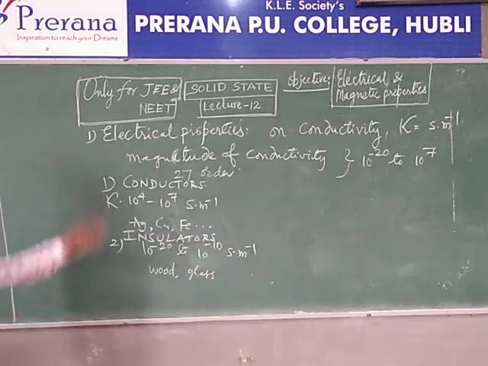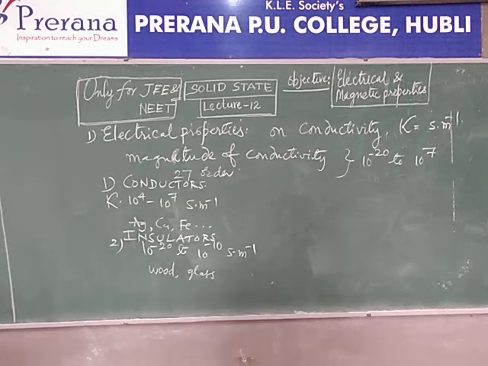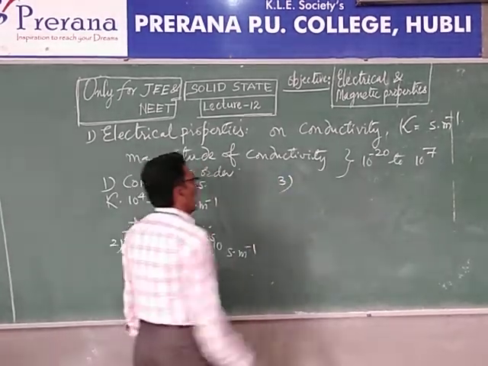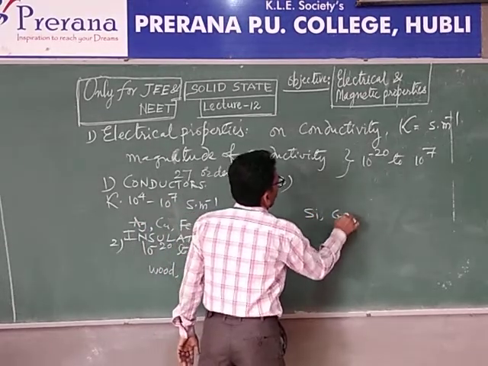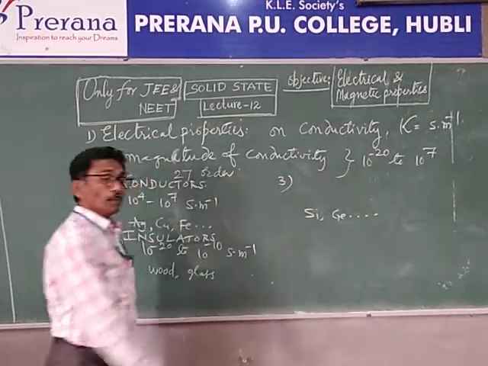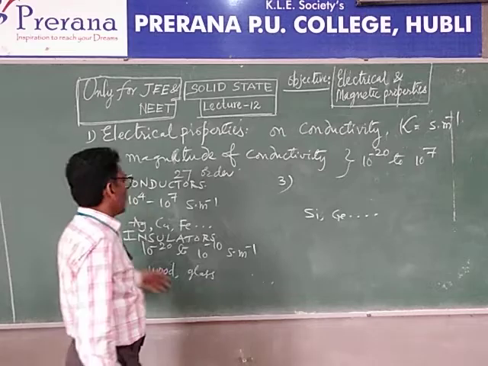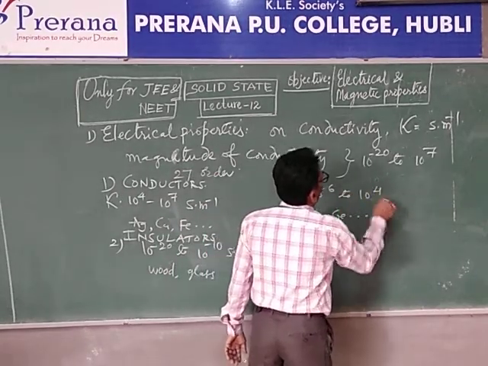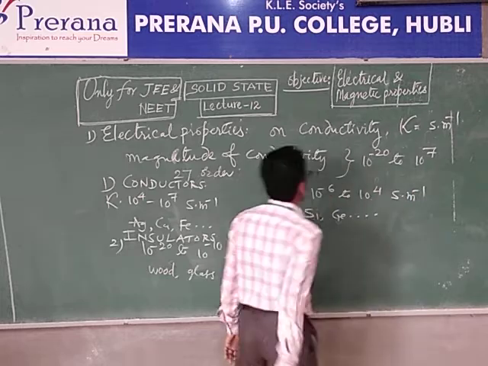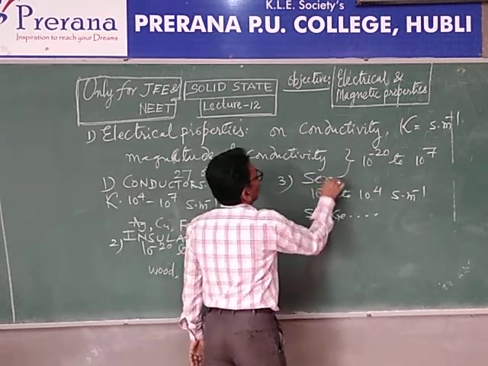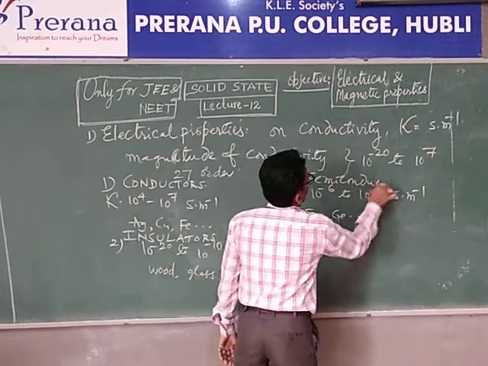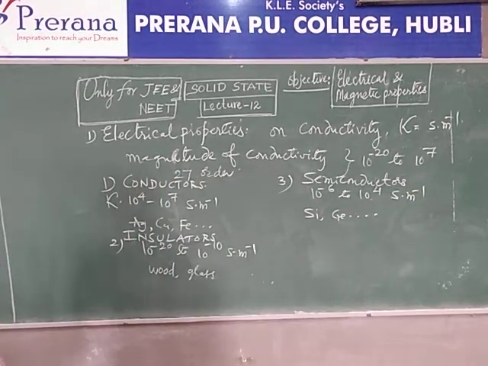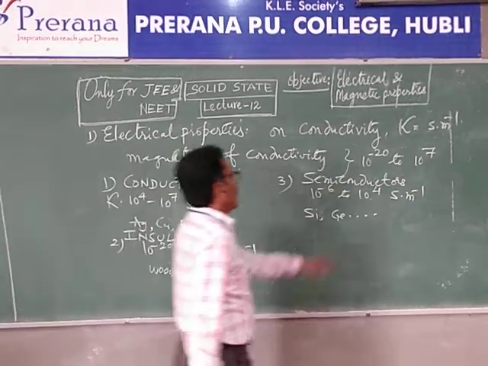And some materials are in between: their conductance is between conductors and insulators. That is the third type, like silicon, germanium, or such solids, exhibiting conductivity of 10 to the power minus 6 to 10 to the power 4 Siemens per meter. They are classified as semiconductors.